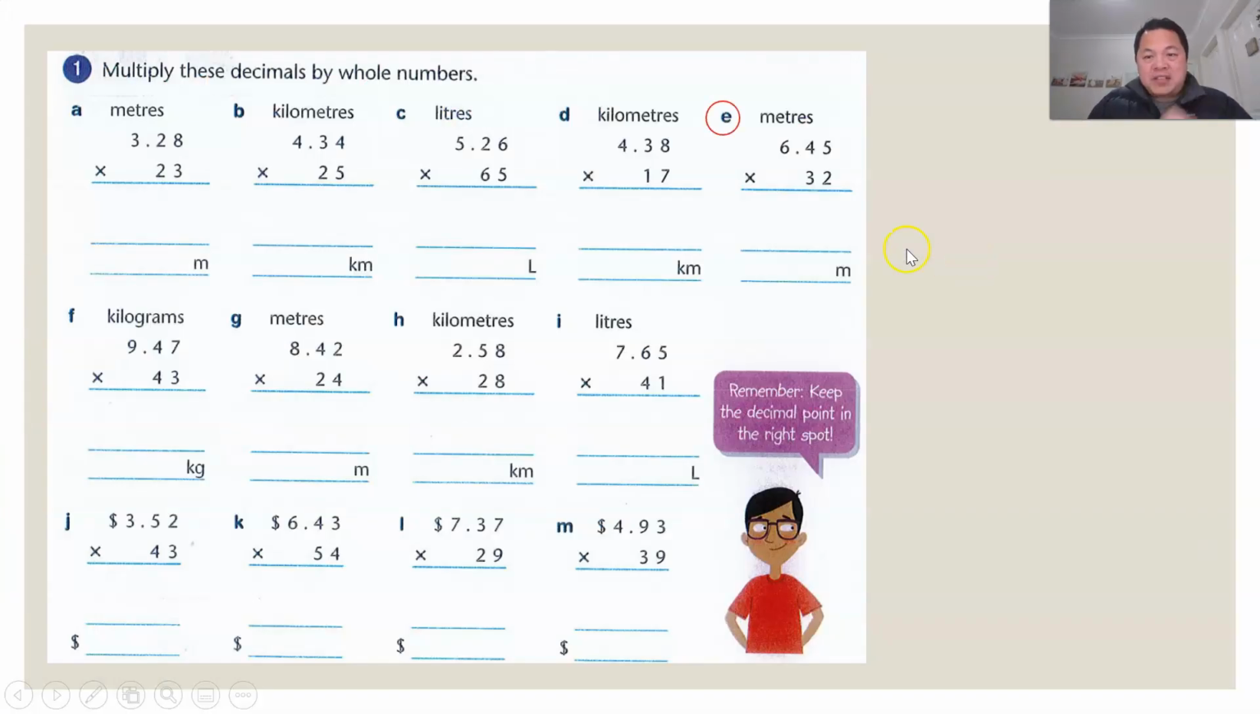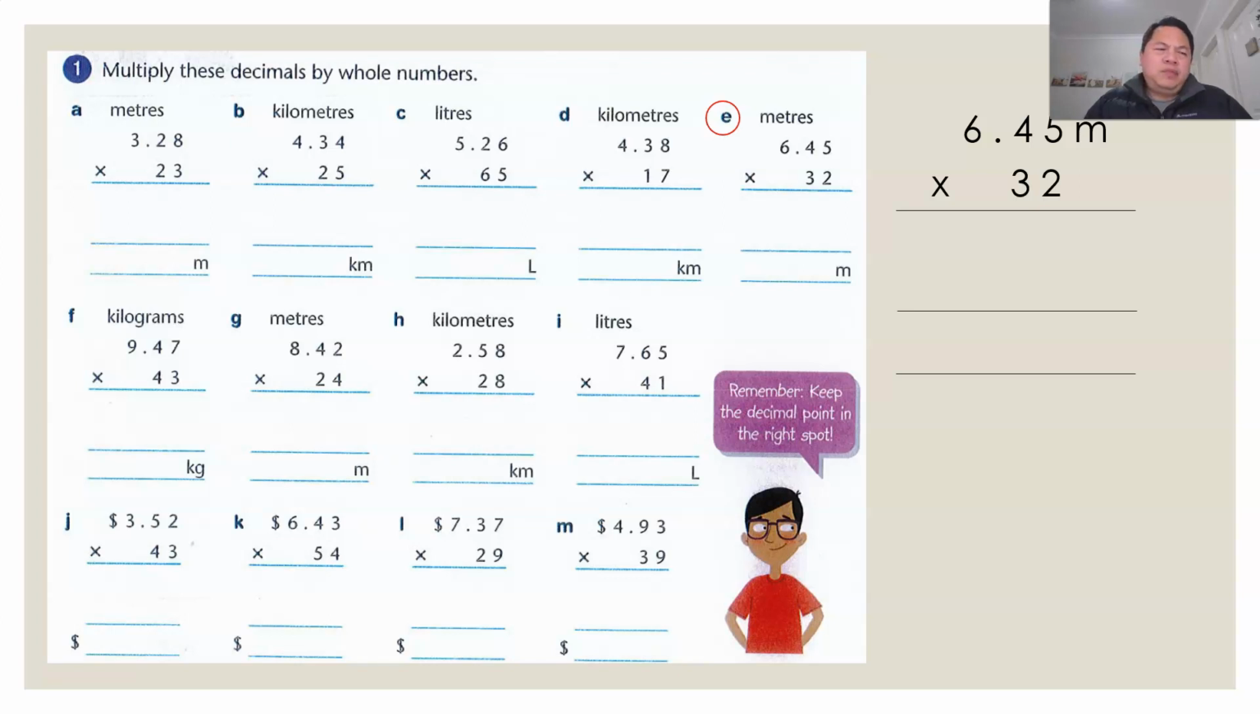So using one of the examples here, 6.45 times 32. Again, we just treat this as a three-digit number times a two-digit number. Always remember that the requirement is still the same. First and foremost, 5 times 2 is 10. 4 times 2 is 8. 8 plus 1 is 9. 6 times 2 is 12. And then after that, because you're multiplying by a tens, you put a 0 first.